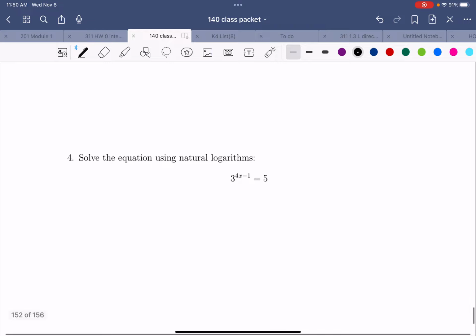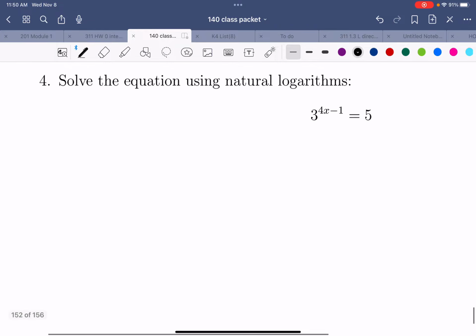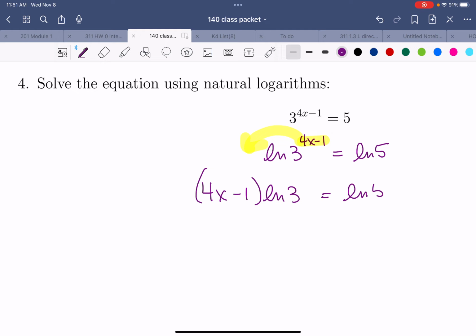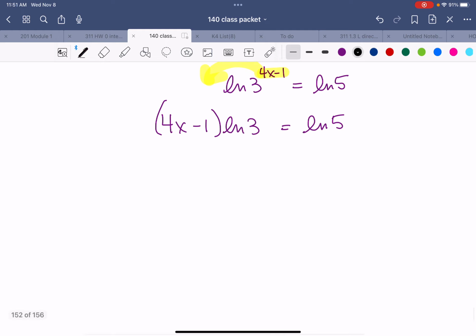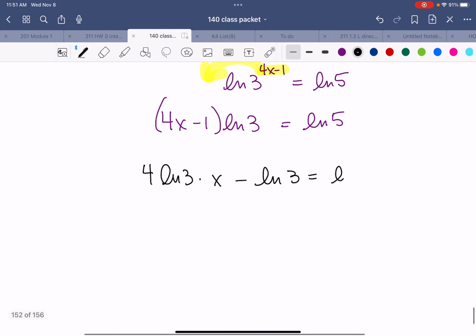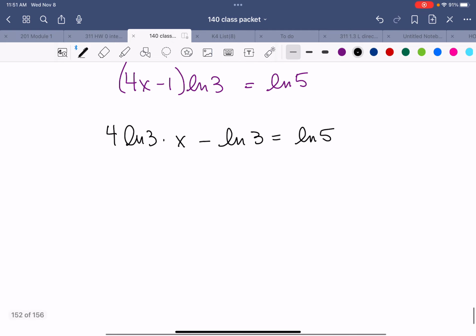Okay, all right, same kind of thing. Use our natural logs here. So we're going to take the natural log of both sides. Take my exponent and bring it down in front. So 4x minus 1 times the natural log of 3. Distribute that across both. So 4 natural log of 3 times x minus the natural log of 3 equals the natural log of 5. Let's add that natural log of 3 to the other side.